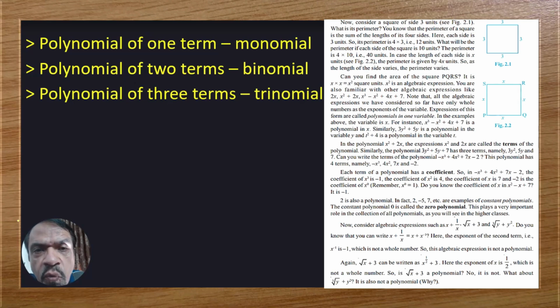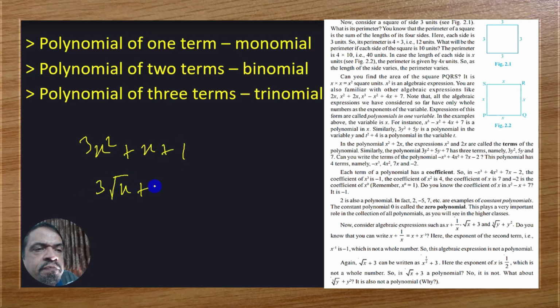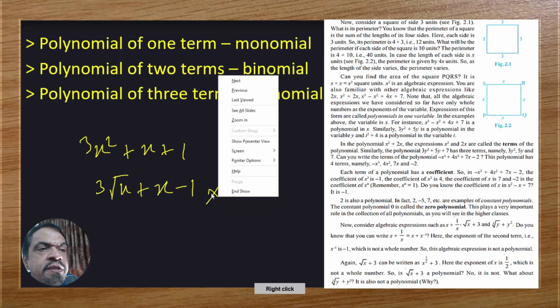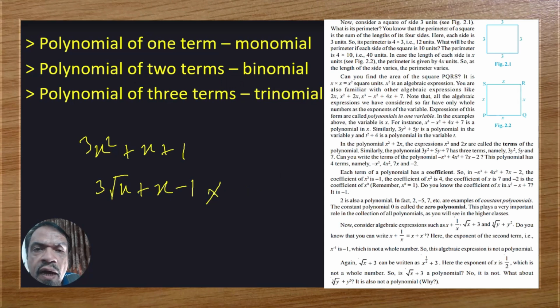Now see, students, when an algebraic expression can be a polynomial. See the examples 3x square, 3x plus 1, and suppose another is 3 root x plus x minus 1. Among these two, x to the power 2 is a whole number. Here x to the power 1 by 2, the square root, is not a whole number, so this is not a polynomial. So an algebraic expression can be a polynomial if and only if the exponent, the power of the variable, is a whole number.